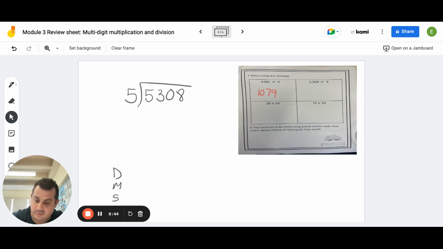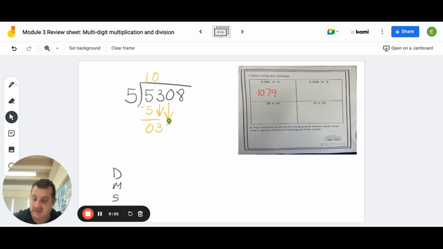So can 5 go into 5? One time. Let me change that color. 5 goes into 5 one time. 5 times 1 is 5. Subtract, you get 0. Bring down the 3. Can 5 go into 3? Can't go into 3. So 0 times.